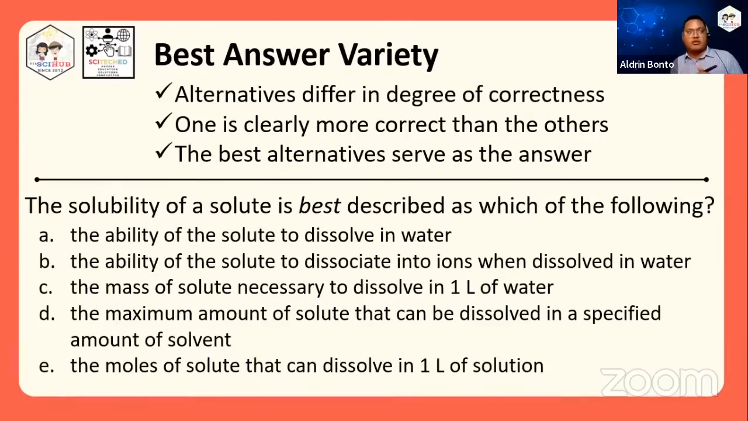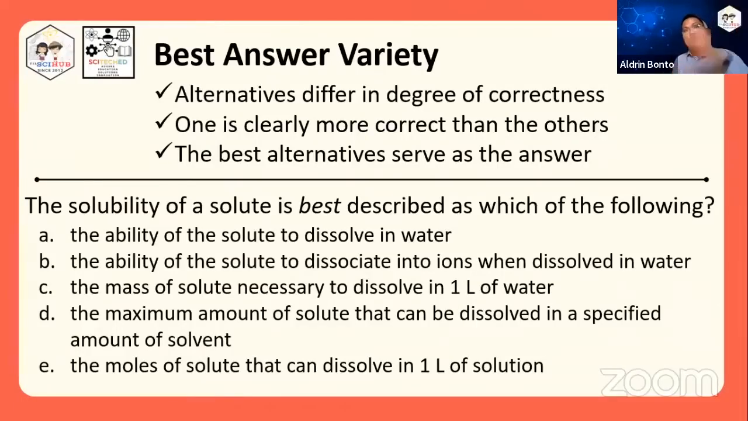Okay, so this is the question. The solubility of a solute is best described as which of the following? So we need to find the correct answer. What do you think is the best answer here? All of them are correct. The ability of solute to dissolve in water, the ability of solute to dissociate into ions when dissolved in water, the mass of solute necessary to dissolve in 1 liter, the maximum amount of solute that can be dissolved in a specified amount of solvent, and lastly, the moles of solute that can dissolve in 1 liter of solution.